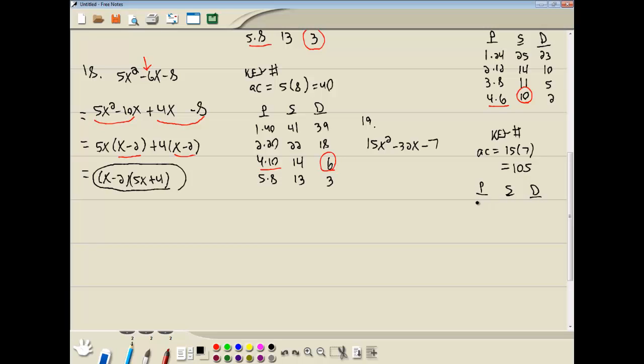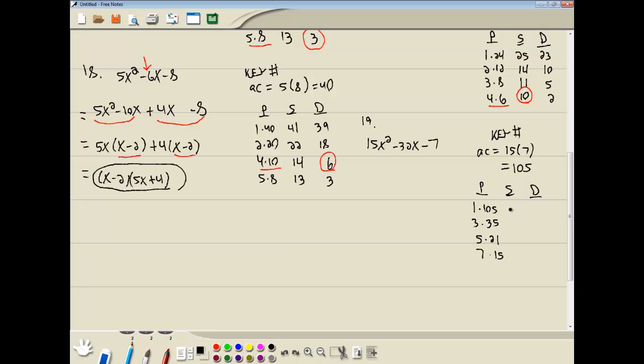Come up with our 3 columns. All products give us 105. We've got 1 times 105, 2, no. 3 times 35. 4, no. 5 times 21. 6, no. 7 times 15. 8, no. 9, no. 10, no. 11, no. 12, I think that's probably it.